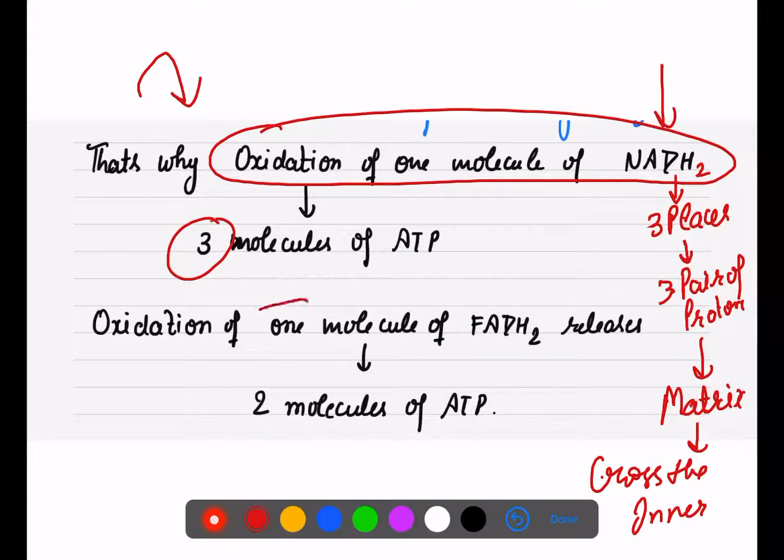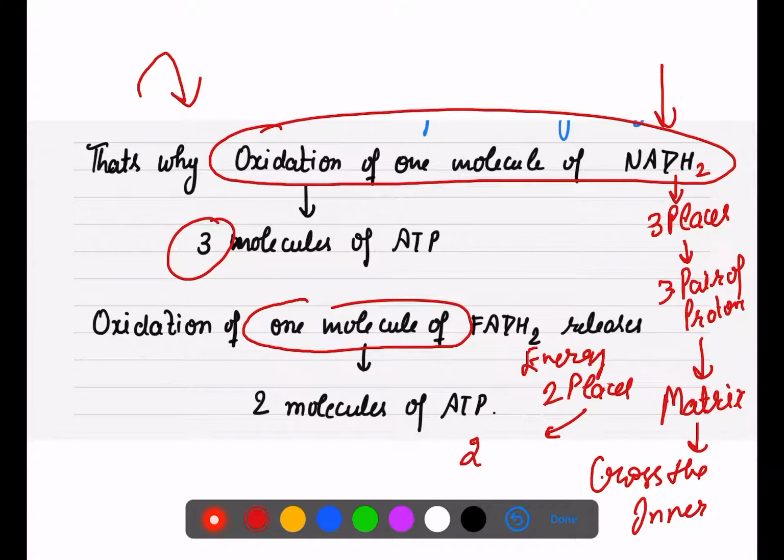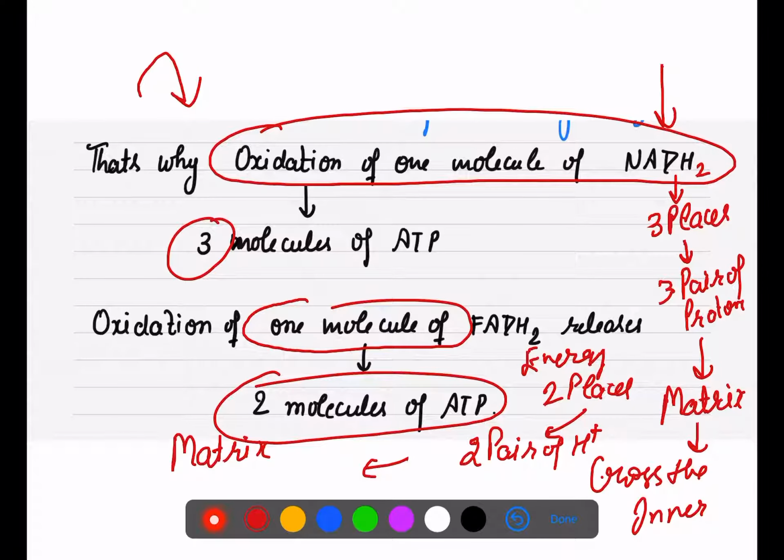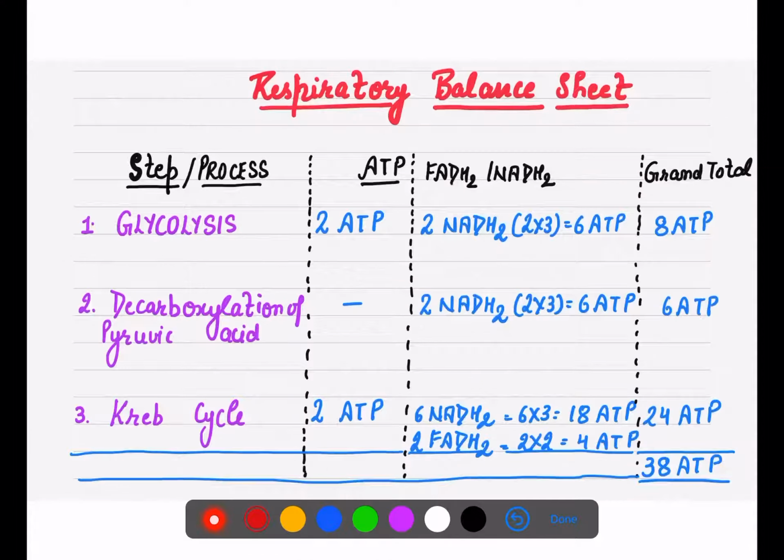And during the oxidation of one molecule of FADH2, energy is released at 2 places. 2 places means 2 pairs of protons are coming into the intermembrane space. Once they have to go back to the matrix, they give rise to 2 molecules of ATP. So here let's count now the total of what we got from our respiration.